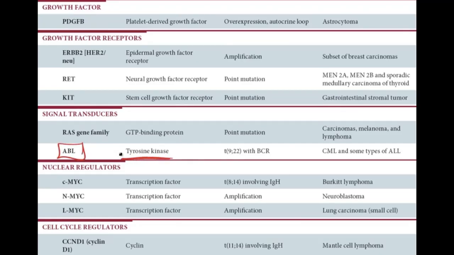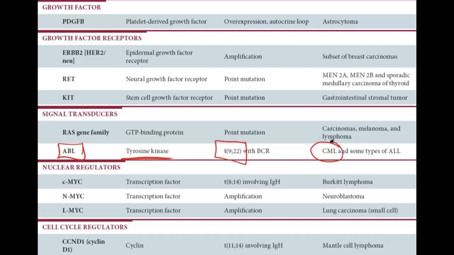All right, next important signal transducer is the ABL signal transducer. This is a tyrosine kinase. When there's a 9;22 translocation, there is overactivation of this tyrosine kinase, and this overactivation classically results in CML. So this is another example of overexpression of a signal transducer. Now, it's important to note that the 9;22 translocation defines CML. But I would also be aware of the fact that the 9;22 translocation is also seen in some types of ALL, and in particular in adult ALL.